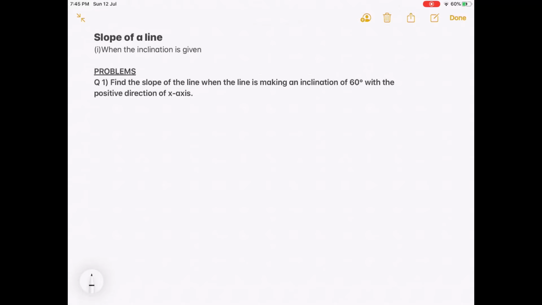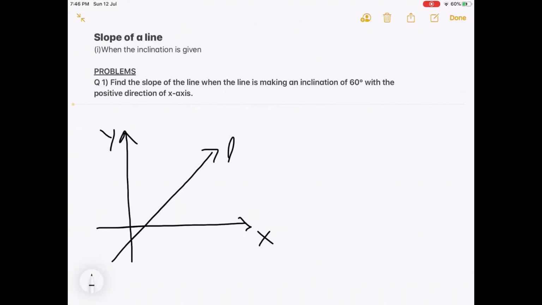Now, let's discuss a few problems related to the topic we just learned. So the first question is, find the slope of the line when the line is making an inclination of 60 degrees with the positive direction of x-axis. Now let's draw the graph. This is x-axis, this is y, and let's name the line as L1, which makes an inclination of 60 degrees.